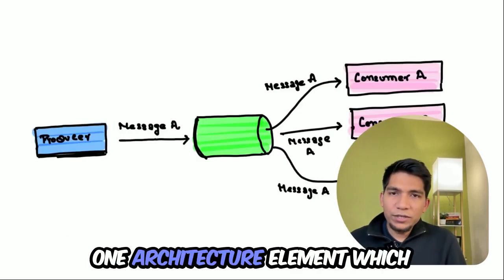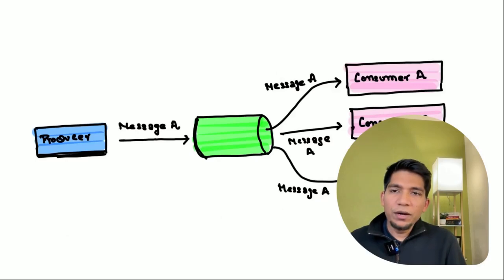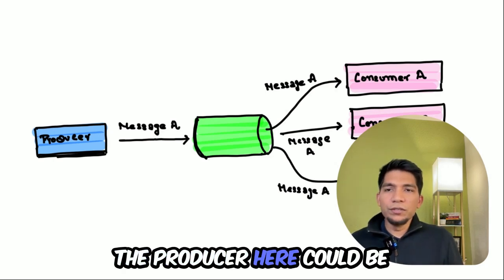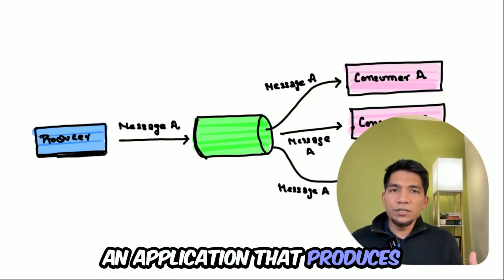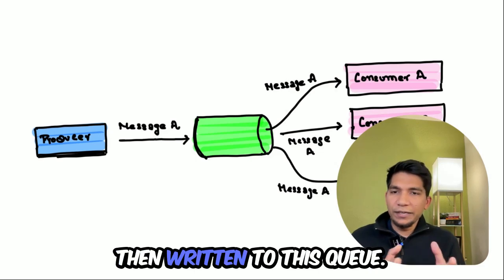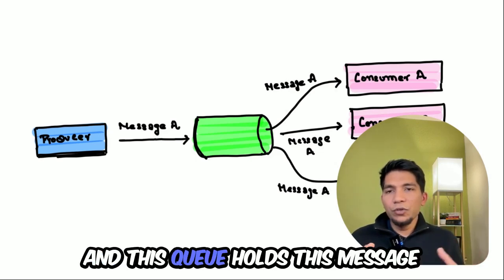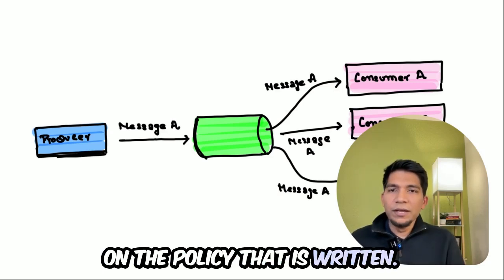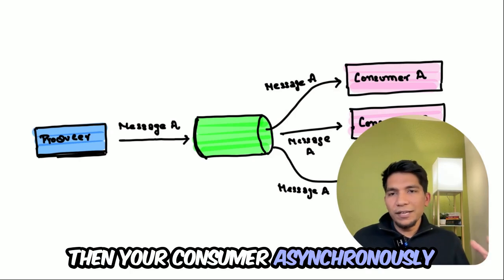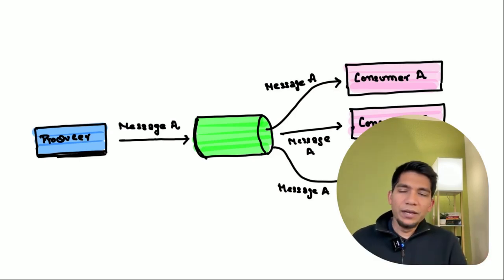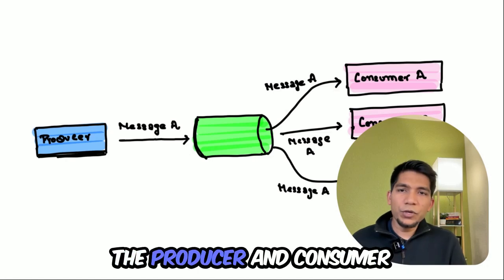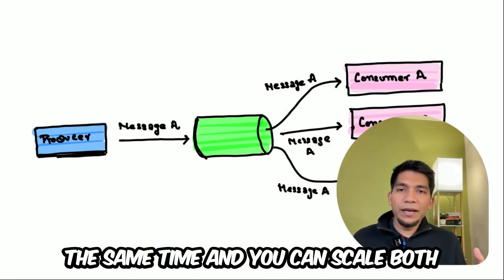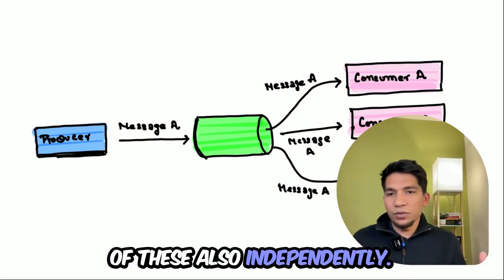The one architecture element is called a messaging queue. This helps in asynchronous communication. The producer here could be an application that produces a message which will then be written to this queue, and this queue holds this message for some time based on the policy that is written, and then your consumer asynchronously can read the message from the queue. Now this is pretty useful because the producer and the consumer don't have to read and write at the same time, and you can scale both of these independently.